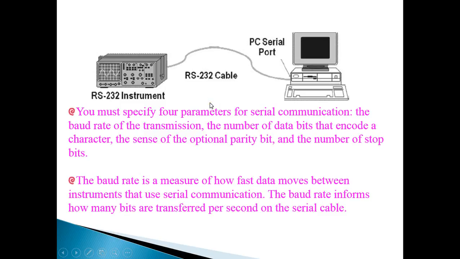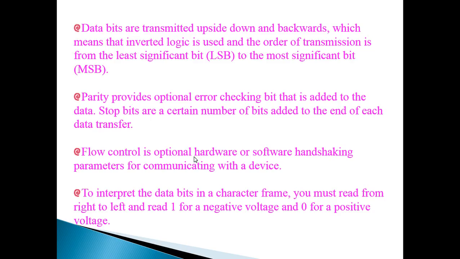You must specify four parameters when you are using serial communication. One is the baud rate of the transmission. Next is the number of data bits that encode a character, and the other is the sense of the optional parity bit, and the other is the number of stop bits. The baud rate is a measure of how fast data moves between instruments that use serial communication.